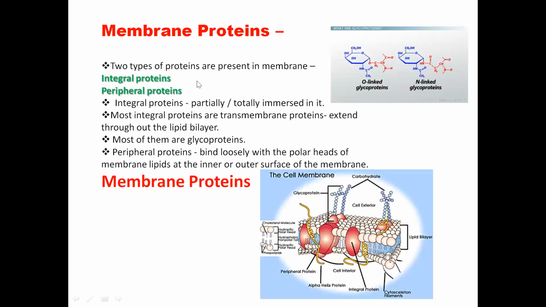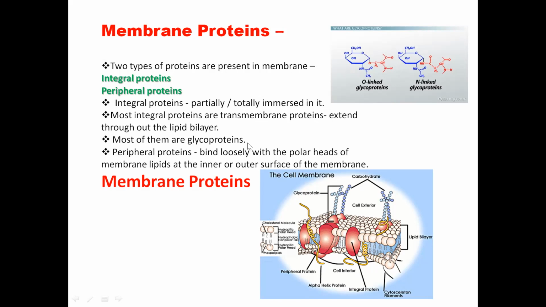Okay, next we will talk about the membrane proteins. Two types of proteins are present in the membrane. The first one is integral proteins, and the second one is peripheral proteins. The name indicates that an integral protein looks like that, integral, but peripheral means outer side. This is the peripheral protein, and this is the integral protein, because it is inserted in the membrane. Integral protein is partially or totally immersed in it. Most integral proteins are transmembrane proteins and extend throughout the lipid bilayer.